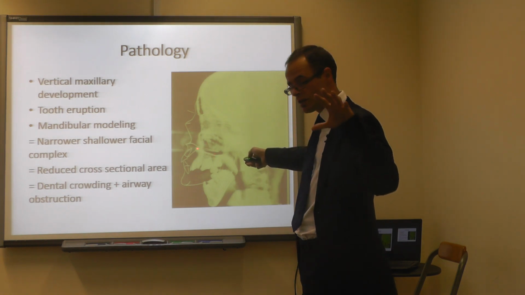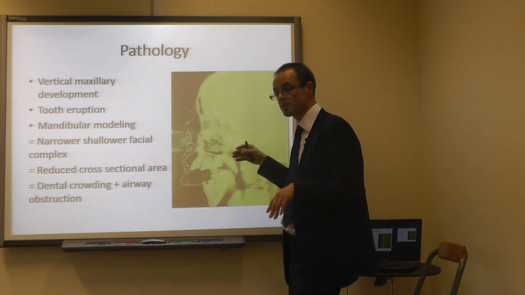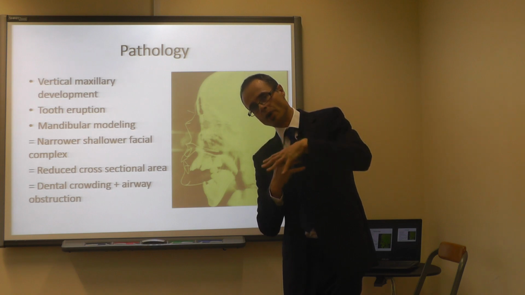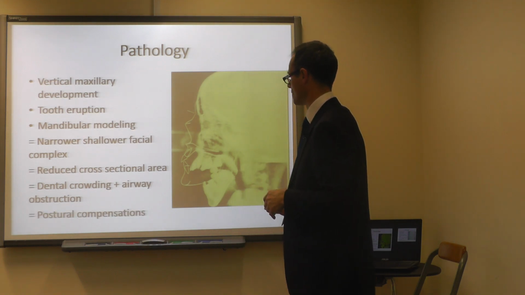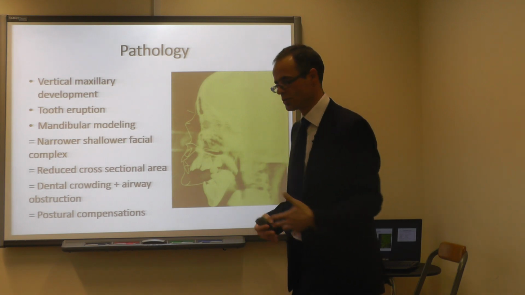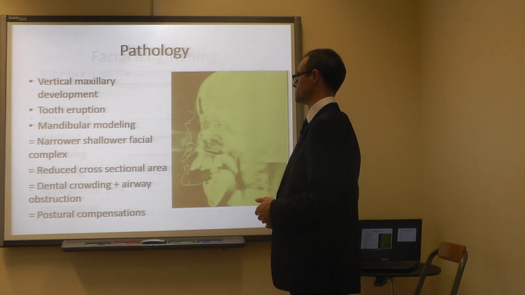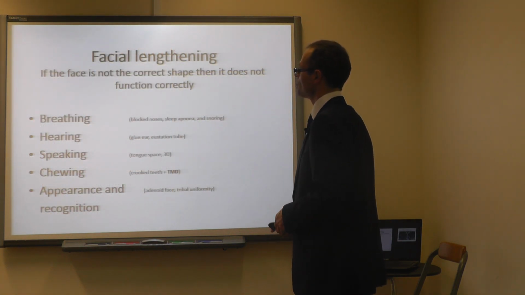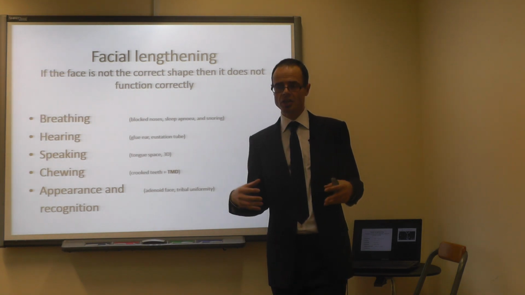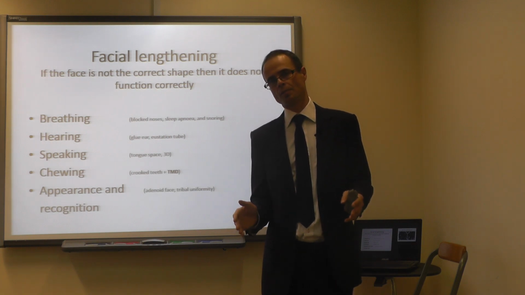We take this image we used earlier on. This maxilla has dropped back down centimetres, and that's going to push the tongue down into the airway. When that happens, there's certain postural compensations you can make to correct the tongue going down into the airway. However, a face that isn't the right shape isn't going to function correctly.